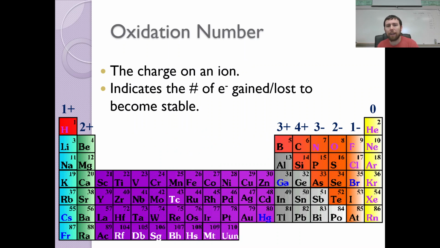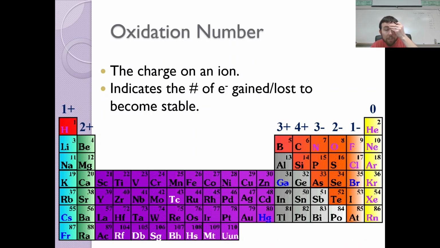Now, how do we know the number of electrons that are being transferred? How do we know the charges of these compounds? Like, how do we know that lithium is going to be +1? How did we know that bromine was going to become a -1 charge? Well, if you remember, we talked about oxidation states in our periodic table unit. And so oxidation number or oxidation state simply is the charge on an ion. And it's going to indicate the number of electrons that need to be gained or lost in order for that substance to become stable.